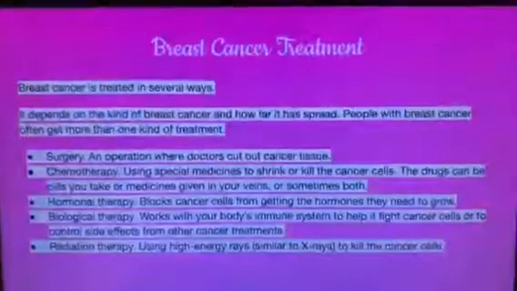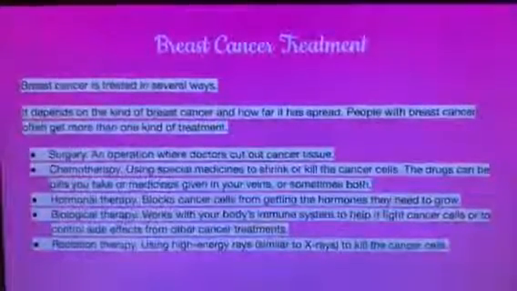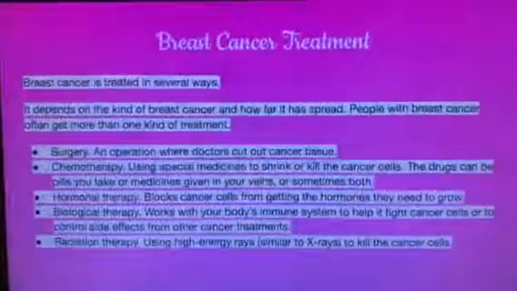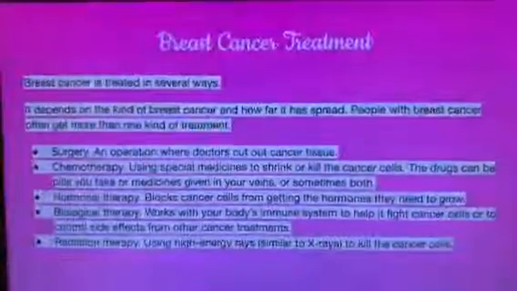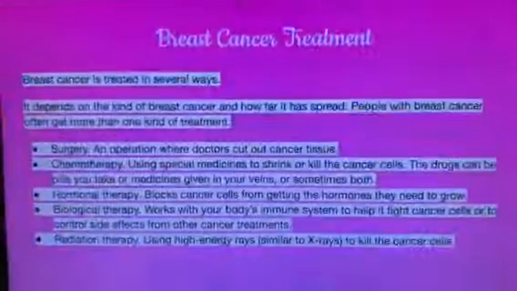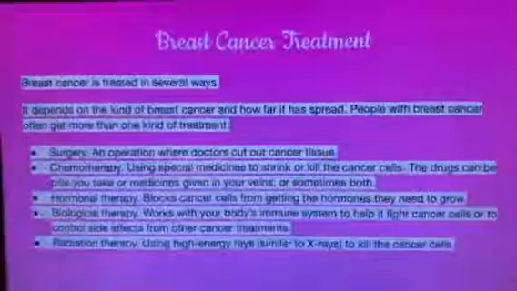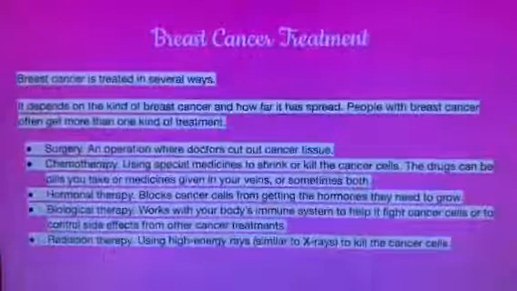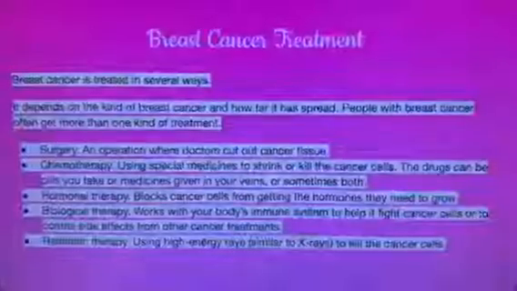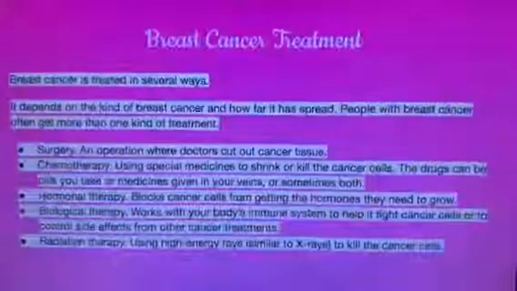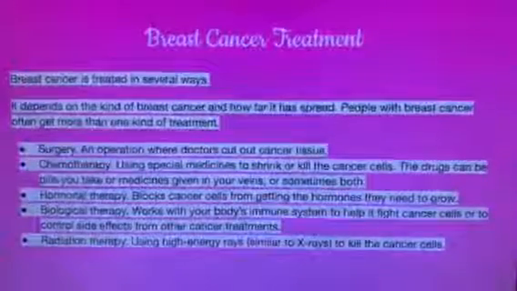Next, I will be talking about breast cancer treatment. Breast cancer is treated in several ways. It depends on the kind of breast cancer and how far it has spread. People with breast cancer often get more than one kind of treatment. Surgery is an operation where doctors cut out cancer tissue. Chemotherapy, which uses special medicines to shrink or kill the cancer cells. The drugs can be pills that you take or medicine given to you in your veins, or sometimes both.